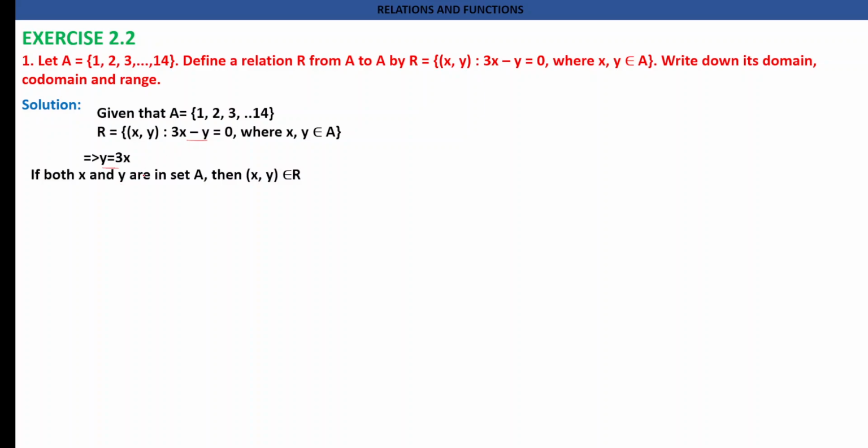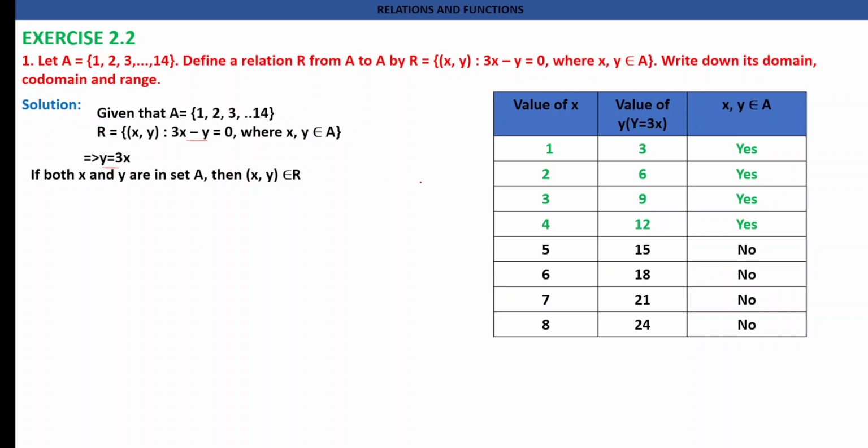If both X and Y are in set A, then X comma Y belongs to R. So we have to ensure that all the elements of X and Y should be in A. Now let us see. Value of X is 1. Then what will be the value of Y? 3, because Y is equal to 3x. So 3 ones are 3.